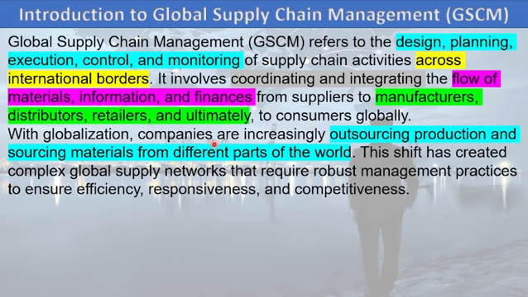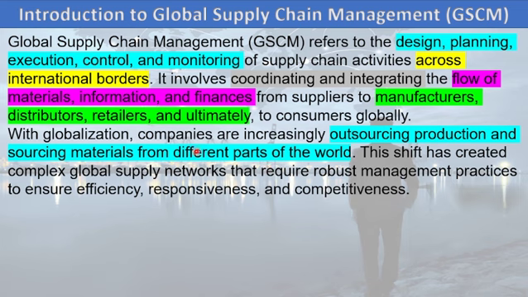With globalization, companies are increasingly outsourcing production and sourcing materials from different parts of the world. This is the main thing. For example, if a company is manufacturing cars, they are importing. Let's discuss the example of Pakistan. In Pakistan, Toyota and Suzuki are working. They import their parts from different parts of the world, maybe from Japan, maybe from China, or any other part of the world.